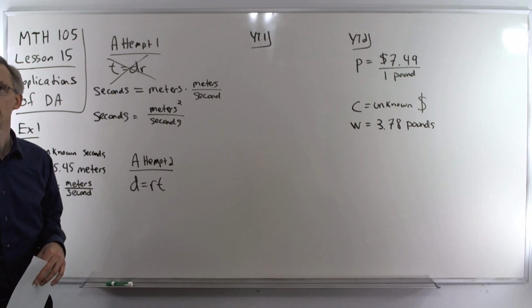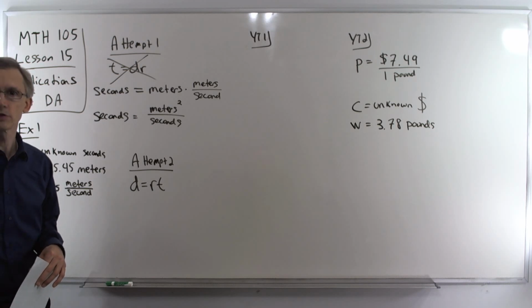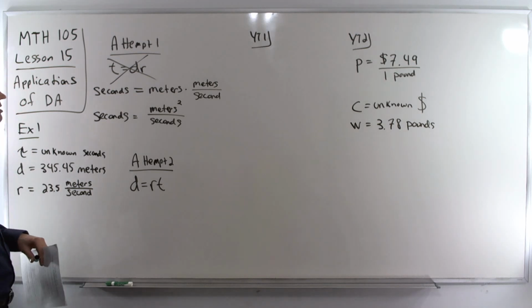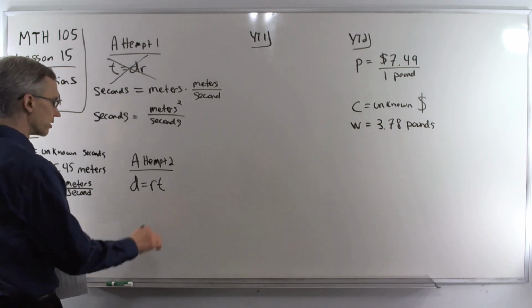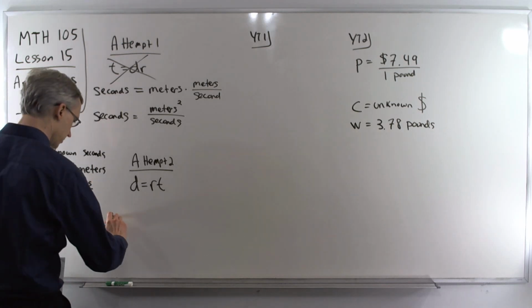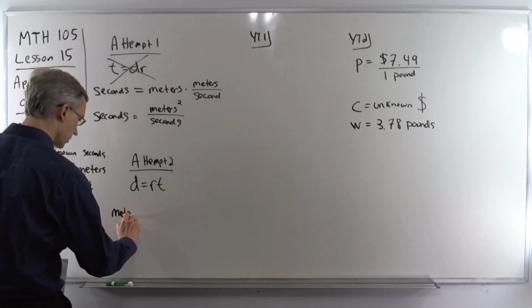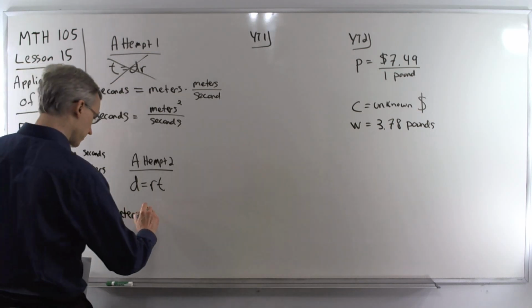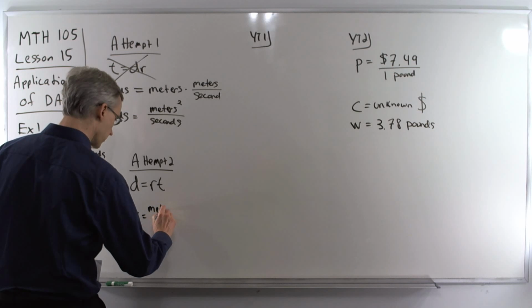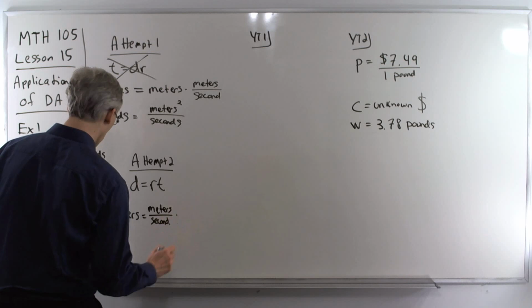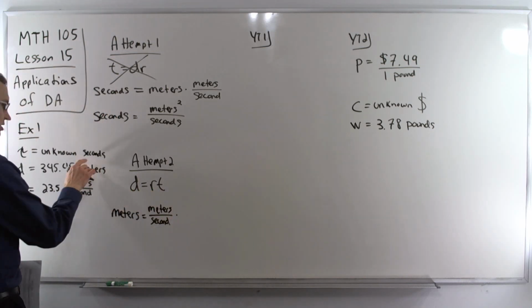And when you're working on your homework, what I recommend doing is having a scrap piece of paper next to you that you can just try things out on. So let's try a different equation. Instead of t equals dr, I'm going to try d equals rt. All right, let's do the unit analysis now. Distance on the left, meters. And on the right, we have r, which is in meters per second. And we're going to multiply that by t, which is in seconds.